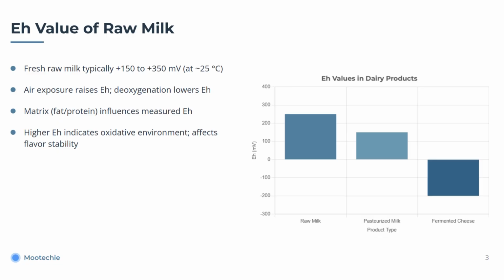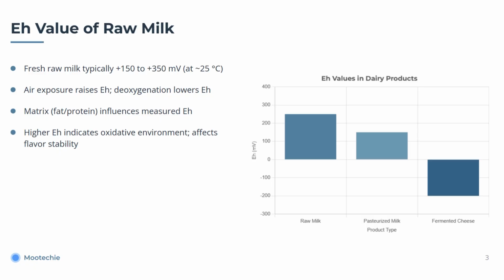Next, we explore the typical EH value of raw milk. Fresh raw milk typically has an EH value between plus 150 to plus 350 millivolts at around 25 degrees Celsius. Exposure to air raises the EH, while deoxygenation lowers it. The milk's matrix, meaning its fat and protein content, also influences the measured EH. A higher EH indicates a more oxidative environment, which can affect the milk's flavor stability.